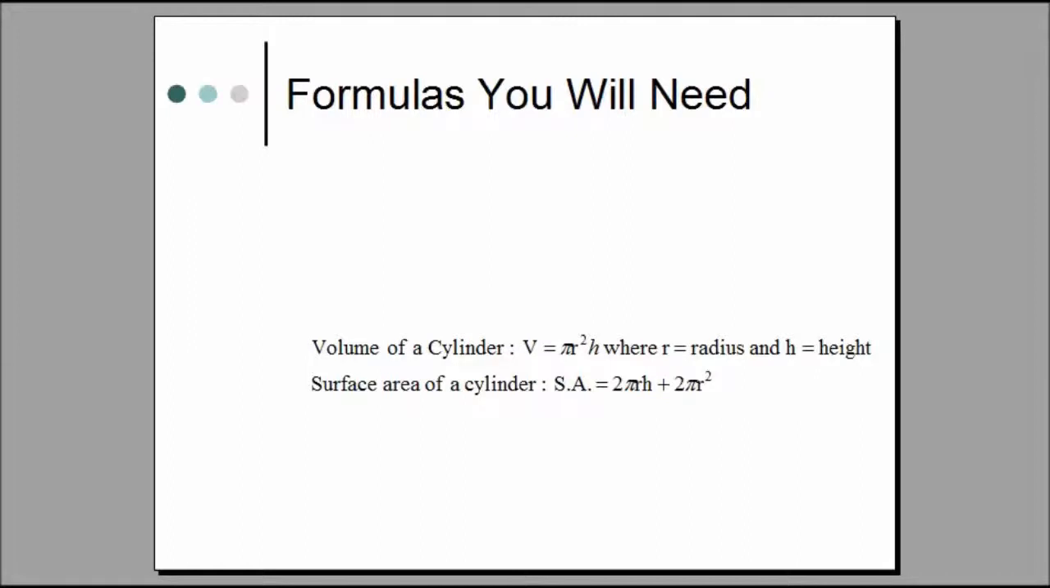Here are the formulas you will need. The volume of a cylinder equals pi r squared h, where r is equal to the radius and h equals the height. The surface area of a cylinder is 2 pi rh plus 2 pi r squared. The 2 pi rh is the surface area of the lateral portion of the cylinder, and you'll notice that the second piece of the formula, pi r squared, is the area of a circle. You have two of them, the top base and the bottom base.